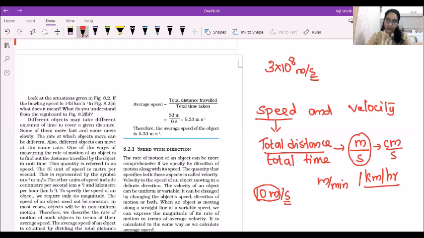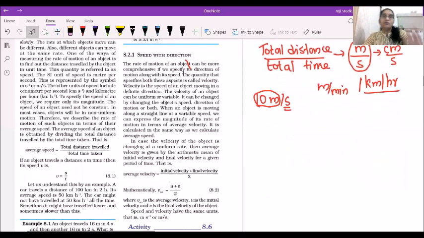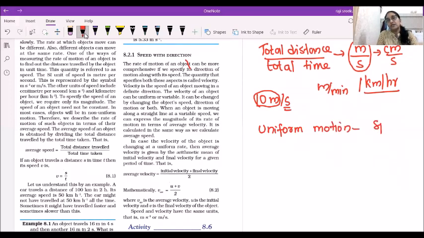Speed can change. But when it comes to uniform motion, where the object covers equal distance in equal intervals of time, the speed becomes constant. In uniform motion, speed is constant, because all the time the object will be covering the same distance in the same time, same distance, same time. So whenever you divide, you will get the same value.